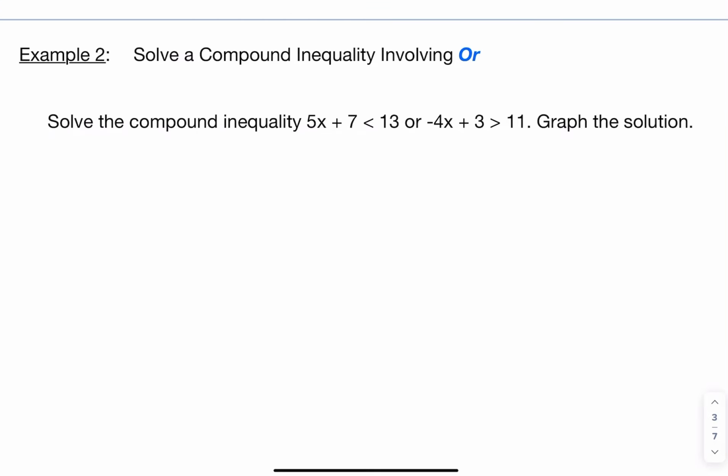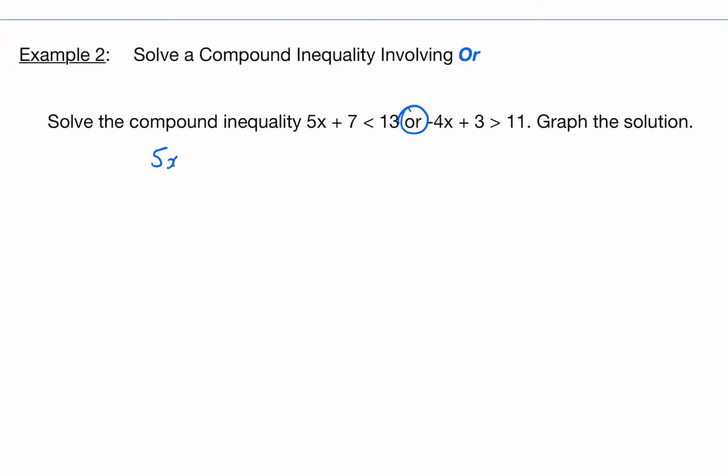So here we've got example 2. We're going to solve a compound inequality that involves the word "or". We need to solve this inequality: 5x + 7 is less than 13, or -4x + 3 is greater than 11, and then we've got to graph the solution. So let's go ahead and solve this first.